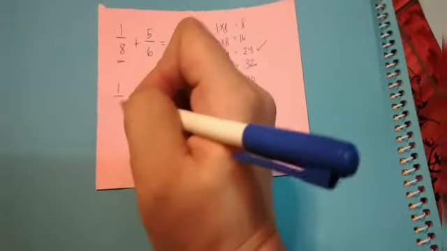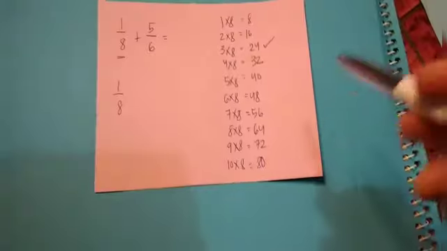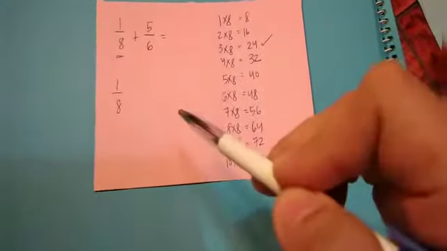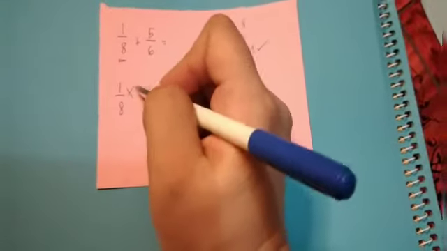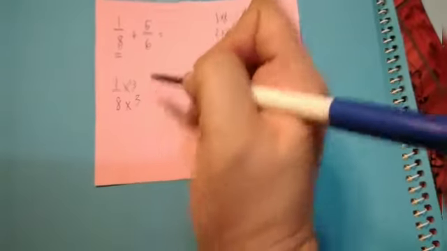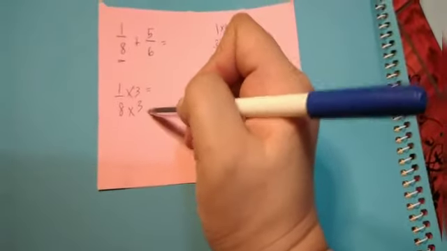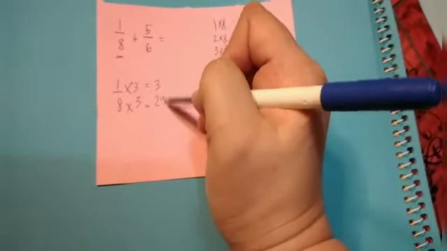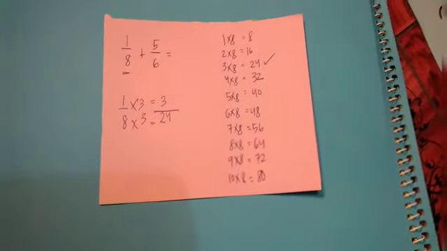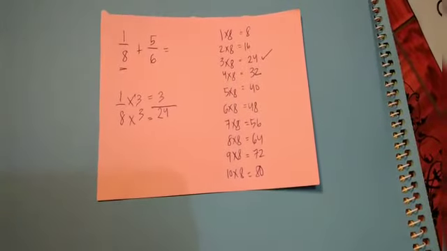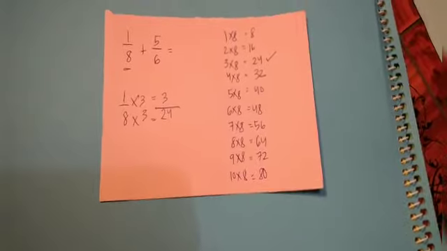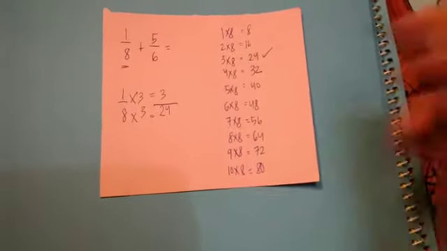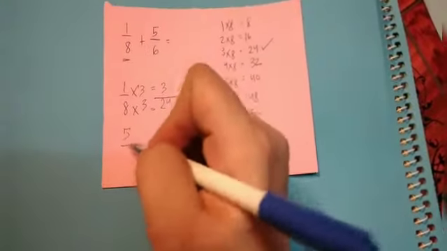So how? Let's take 1/8. To be able for 8 to be 24, you have to multiply it by 3. So you have to multiply both of them, both the denominator and the numerator, by 3. So 1 times 3 will give you 3, and 8 times 3 will give you 24. So now this is equivalent to 1/8. It becomes 3/24.